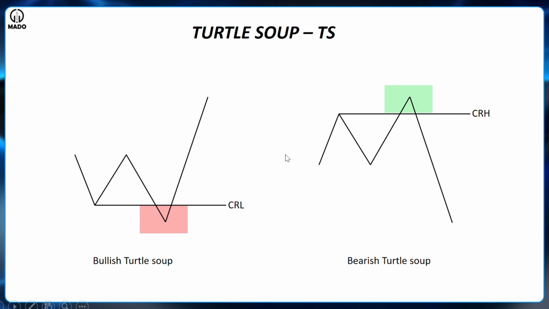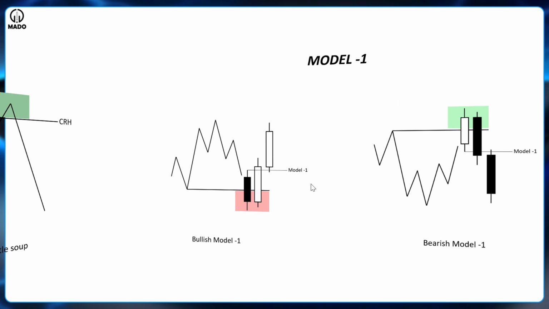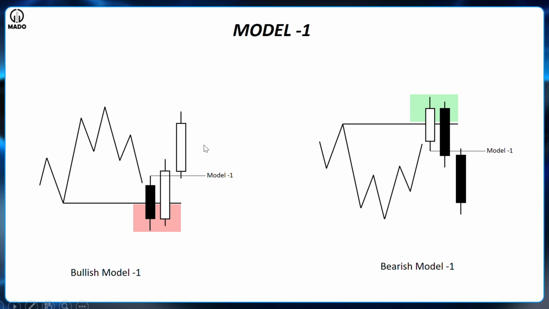All right, so after the turtle soup phase, where the market purges liquidity and traps dumb money, the next thing that often forms is Model 1. Now, you've seen me talk about Model 1 a lot before. It's one of the cleanest and most high-probability setups inside CRT, and in the TSQ sequence, it plays a key role.